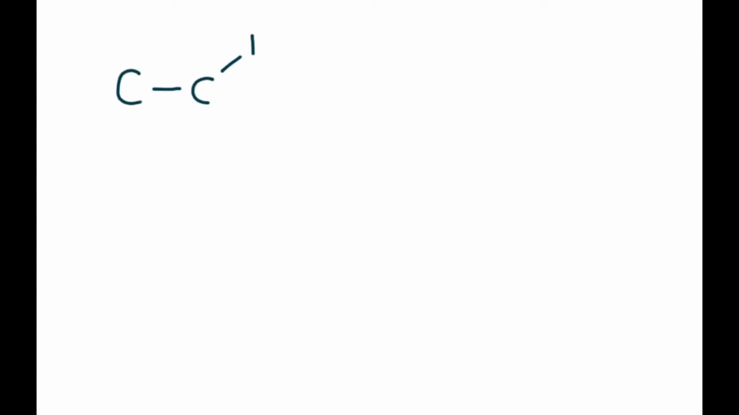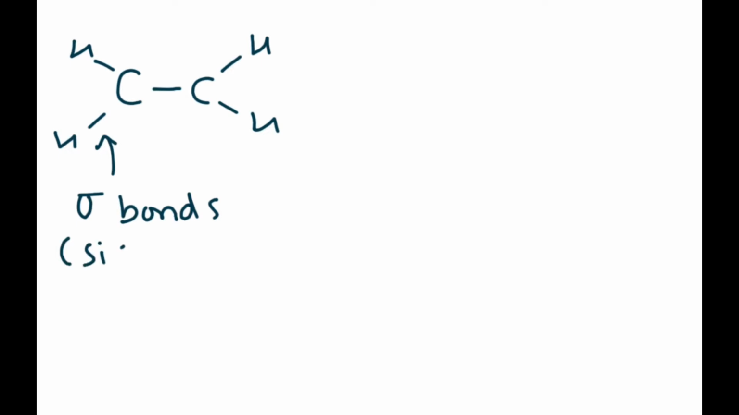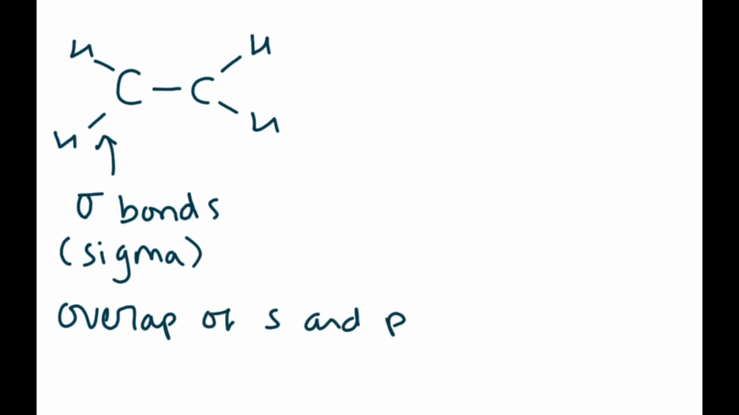Let's have a look at the bonding in alkenes. In alkenes, all of these lines that we're drawing here are covalent bonds, and they're called sigma bonds. This is where you have the overlap. Remember, the bonds are the overlap of s and p orbitals in the xy plane.